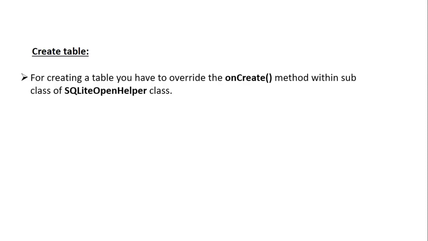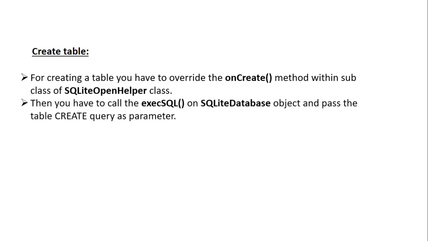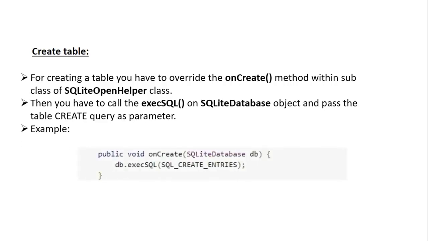So now we can learn how to create a table in the database. For creating a table, you have to override a method called onCreate within the subclass of the SQLiteOpenHelper class. Then you have to call execSQL on the SQLiteDatabase object and pass the create query as a parameter. So here is a simple example. Here is the onCreate method that contains one parameter, the SQLiteDatabase object. Here we call the execSQL method on the SQLiteDatabase object, and you have to pass the create query as a parameter.